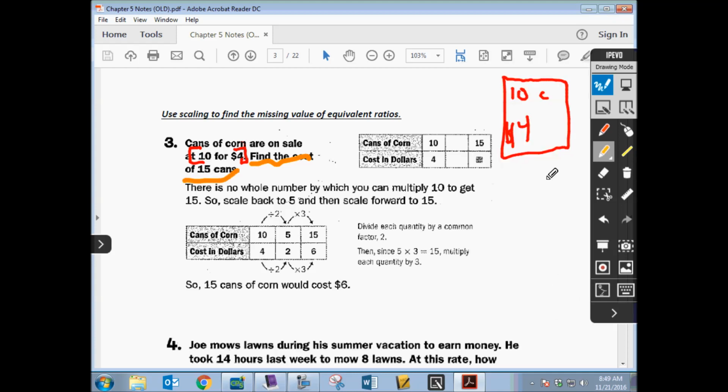Now, here's the problem with the proportion method, guys. Watch. If I did the proportion method, I know I'm comparing corn to money, corn to money. We know our fake ratio is 10 for $4, and the real piece of information that they give us was 15 cans. Is there anything I can multiply by to go from 10 to 15? This is when scaling is absolutely necessary. Do you guys understand that? Right? You see what I mean? So this is when we would use a ratio table.